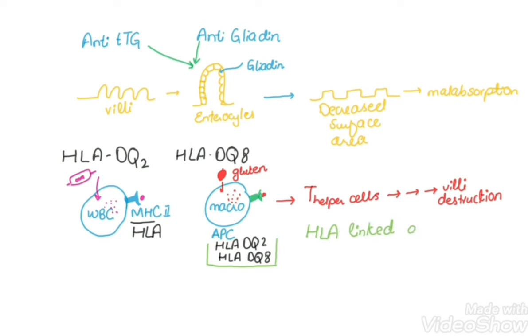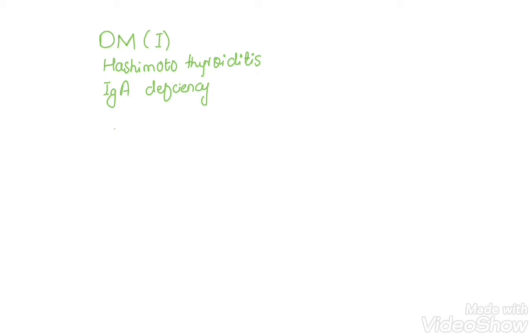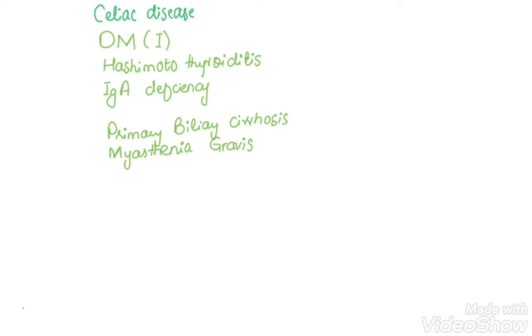There are other diseases that are also linked to HLA. HLA-linked autoimmune diseases may occur along with celiac disease and include type 1 diabetes mellitus, Hashimoto thyroiditis, IgA deficiency, primary biliary cirrhosis, and myasthenia gravis. There is a mnemonic to learn these names. The celiac of DHA is even liked by the Prime Minister.